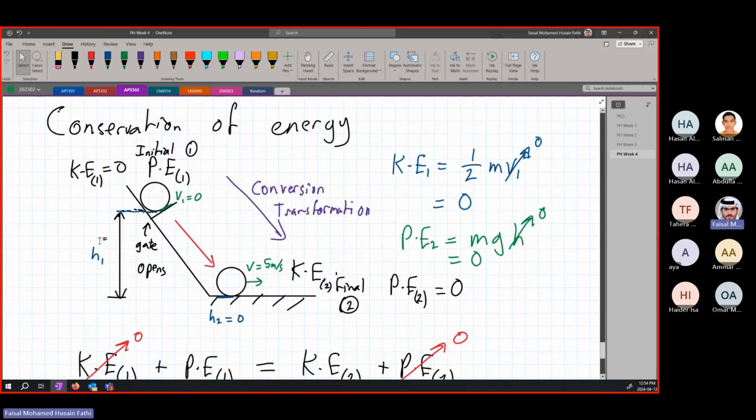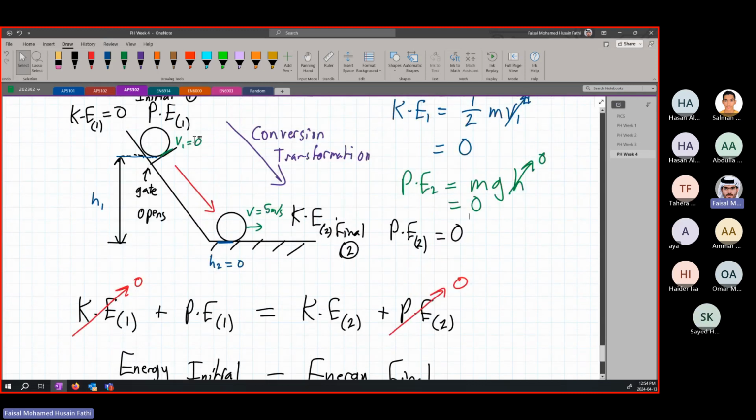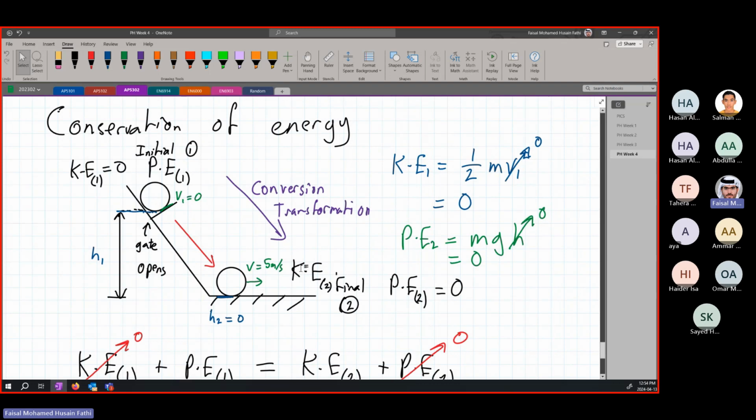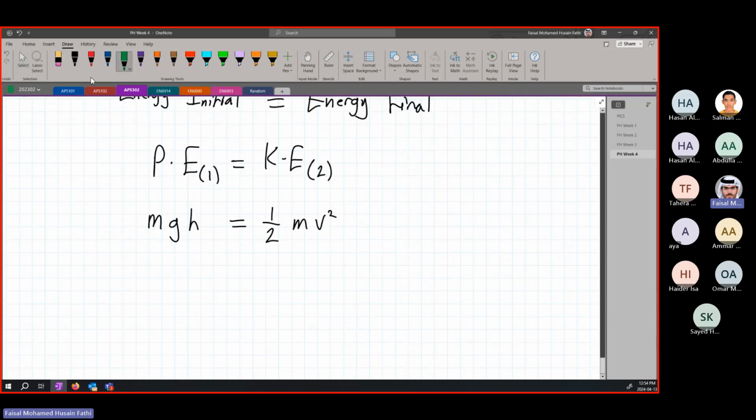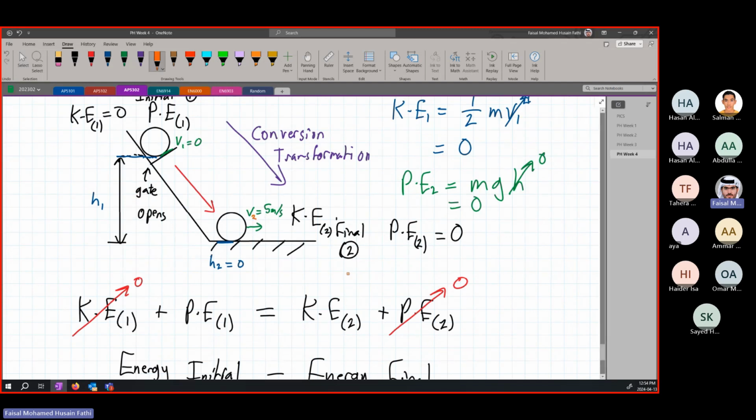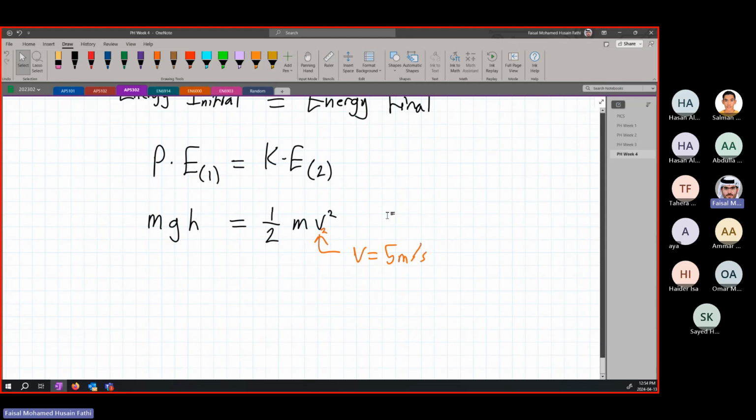So why did I put this height 1 as no number? Because we can solve now for this height if we are given the mass of the ball. Even if we're not given the mass of the ball, we can solve for this height. And I will show you how now. Since we are just given the final velocity, we know that this velocity over here is v equal to 5 meters per second. This is our v2, remember, which is at the bottom here. v2 is equal to 5 meters per second. Okay? So we know that this velocity is 5 meters per second.